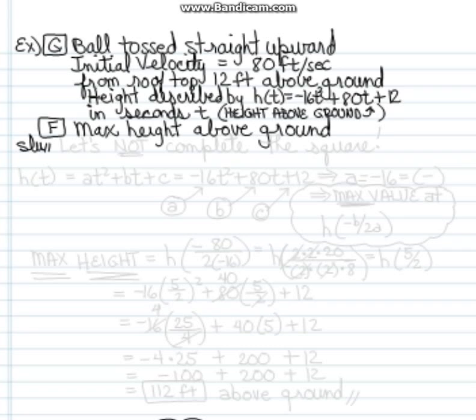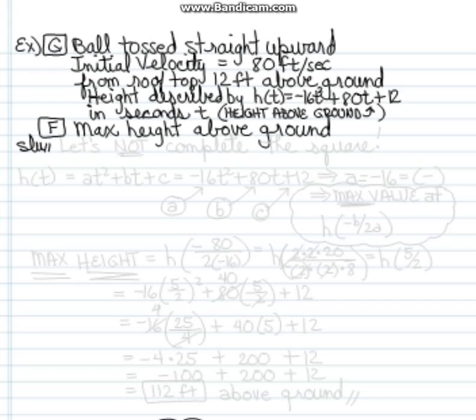A ball is tossed straight upward. The initial velocity is 80 feet per second, and it's tossed from the rooftop 12 feet above the ground. Okay, so it's tossed upward from the rooftop.